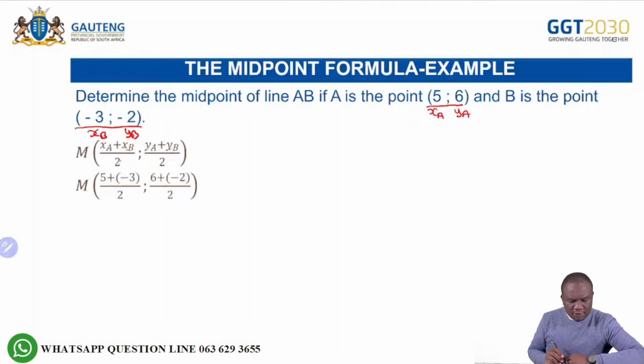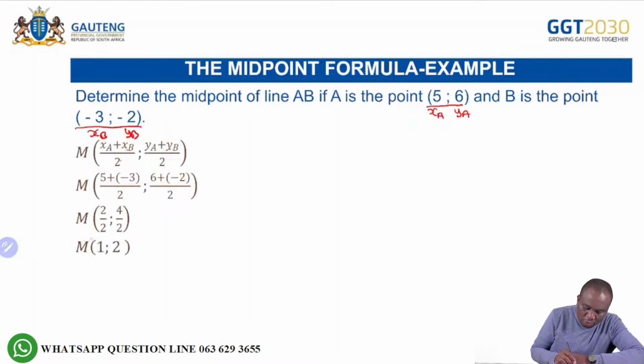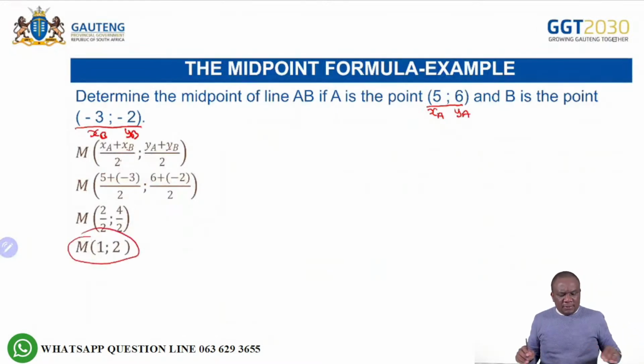That's 2, isn't it? 2 over 2 there. Then 6 plus negative 2, that's 4. So we have 2 over 2 and 4 over 2, which is 1 and 2. So these are the coordinates of the midpoint.